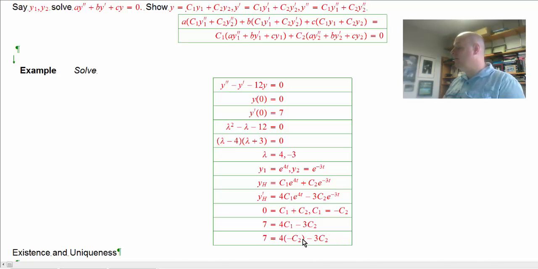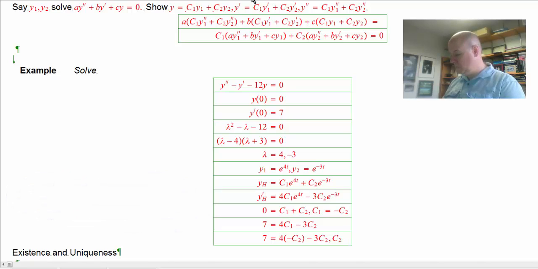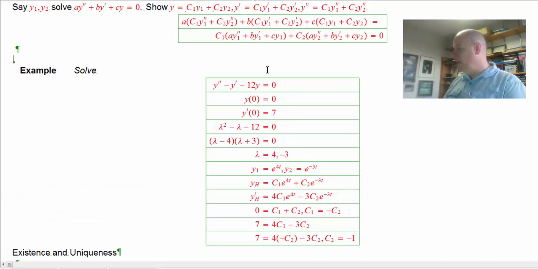So it looks like 7 is equal to minus 7 C2. So C2 must equal minus 1. If C2 is equal to minus 1, then C1 is equal to 1.